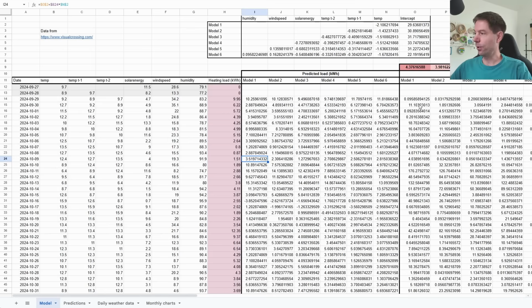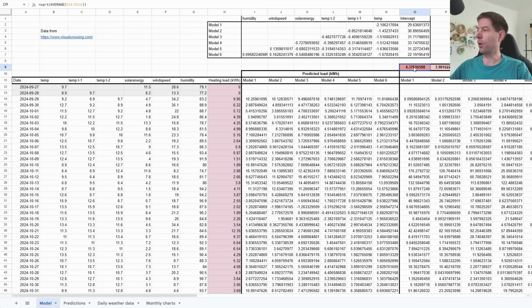So what I then do is take the difference between the actual heating load and the predicted heating load from that particular model, and I take the square of those differences. So I take the difference and multiply it by itself to give the squared error. So this is the squared error between these two values in this cell here.